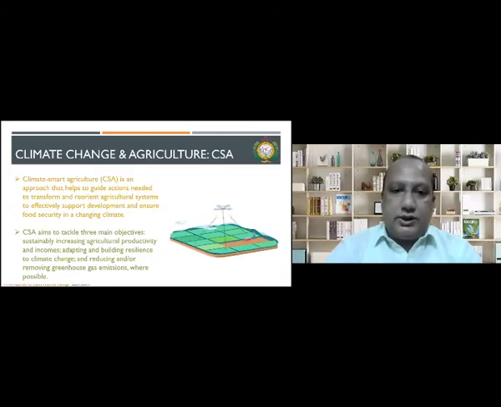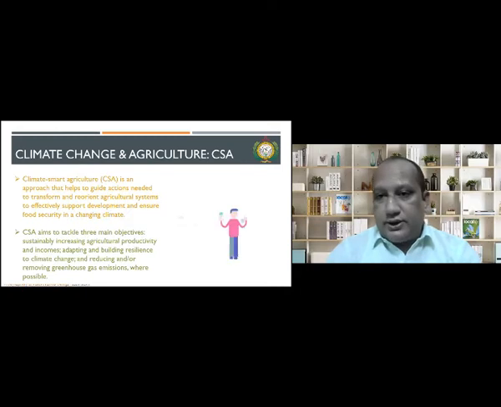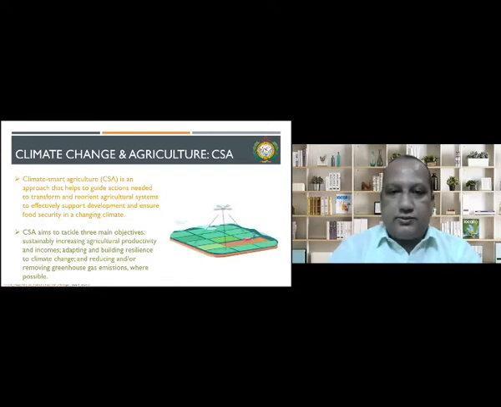In changing climate. Okay, the three main objectives of this climate smart agriculture are sustainably increasing agriculture productivity and income, adapting and building resilience to climate change, and then reducing or removing greenhouse gas emissions wherever possible. Okay, so we will be interested in what it can do, or what we can do with our agriculture in changing climate times.